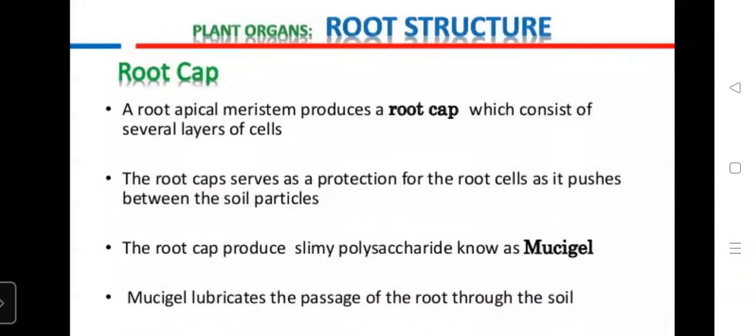The root cap is also there. A root apical meristem produces the root cap, which consists of several layers of cells. The root cap serves as protection for the root cells as the root pushes between the soil particles. The root cap produces a slimy polysaccharide known as mucigel. This mucigel lubricates the passage of the root through the soil.